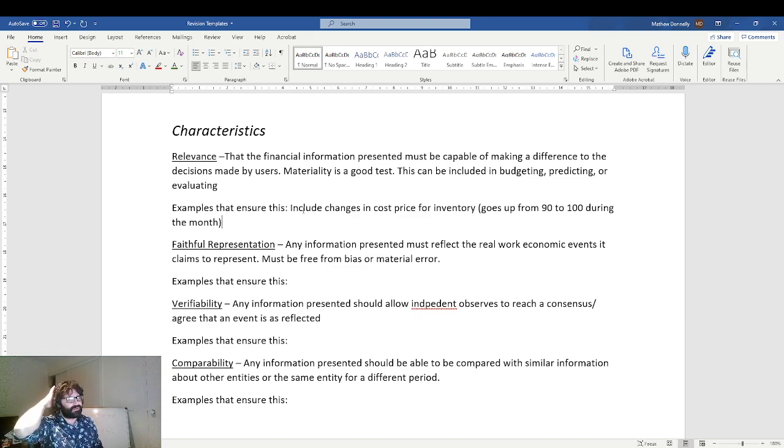Faithful representation. This is a popular one, especially for inventory cards. Any information presented must reflect the real-world economic events it claims to represent. Must be free from bias or material error. So anything you pick up, they go, yeah, no, it makes sense. I get it, and you've got something to link it back to. I think the best one we did was inventory count, but you could say valuation of assets when we do non-current assets, like when the van was donated or purchased at $3,300. It's faithfully representing what happened.